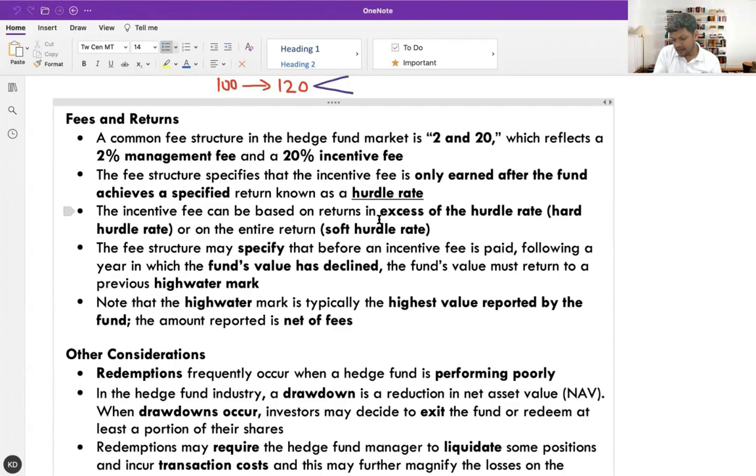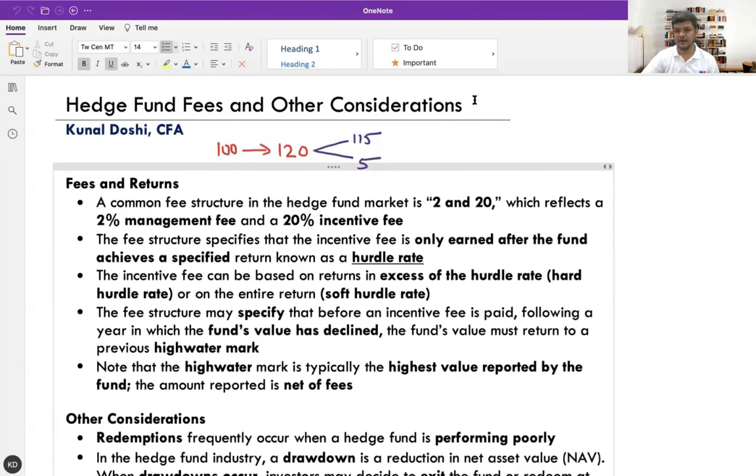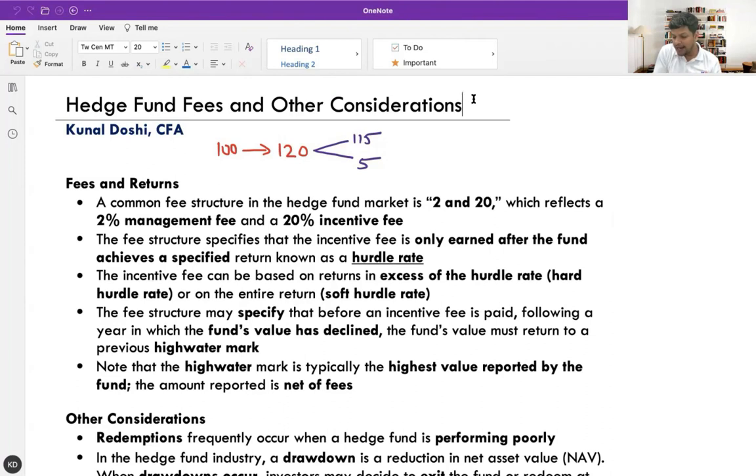Now, by what amount has it breached? I will say one component is 115 and the other component is 5. Now, what will be the incentive? Let's say the incentive is 20%. So ideally the incentive should be on $5, above the hurdle rate, right? So 20% of 5 will be 1. Correct?